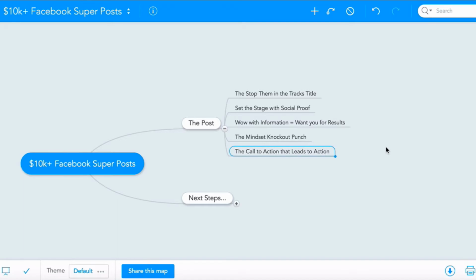Now the second stage of the Facebook post is to set the stage with social proof. Now what does this mean? Well, you have to imagine that your prospect may never have heard of you. And why are they going to give up 15, 20 minutes of their time to read what you're going to say if they've never heard of you? The answer is very simple. You've got to set the stage with social proof. You've got to show them immediately that you're worth taking that time out for. You're worth reading. You're worth listening to. And the way you do that is with social proof.